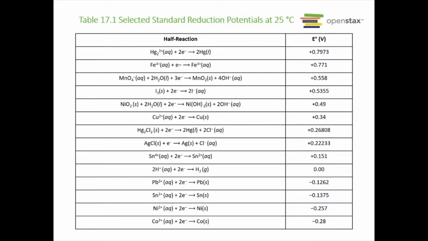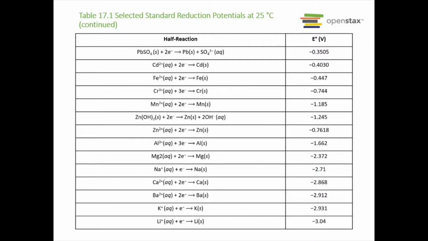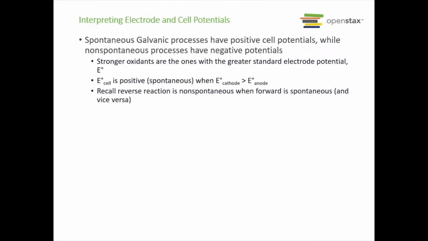So table 17.1 gives you some selected standard reduction potentials. And again, these are reduction potentials is what we're looking at here. But your appendix has many, many more values for this.